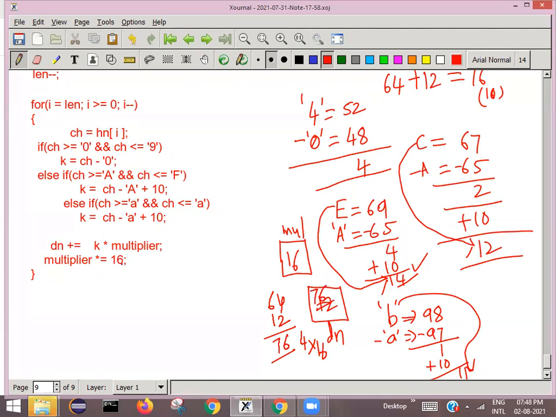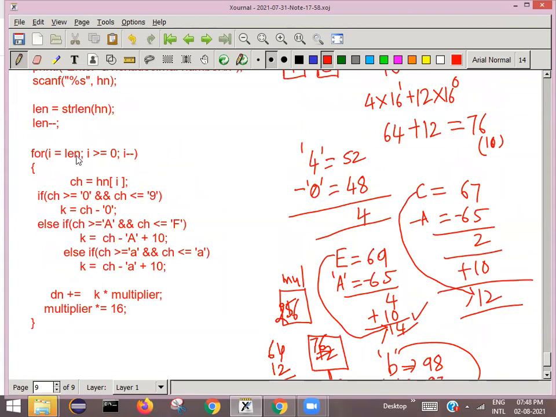Then multiplier is equal to multiplier into 16. So this will become 256. This will become 256, 16 power 2. End of the loop reaches. Okay, so then i minus minus, i will become minus 1. Minus 1 greater than or equal to 0 is false. Then it comes out from the loop.